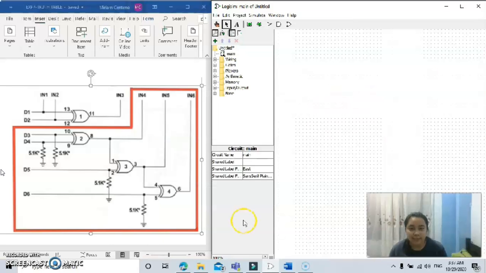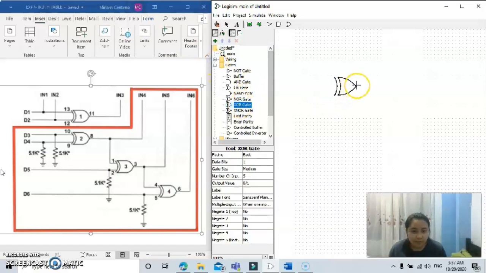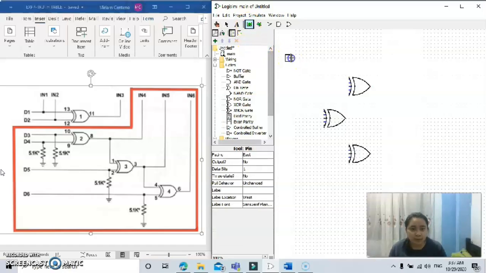Let's now move on to our next circuit. So we will be having 3 XOR gates, four inputs, and 3 outputs. And let's start to connect them.